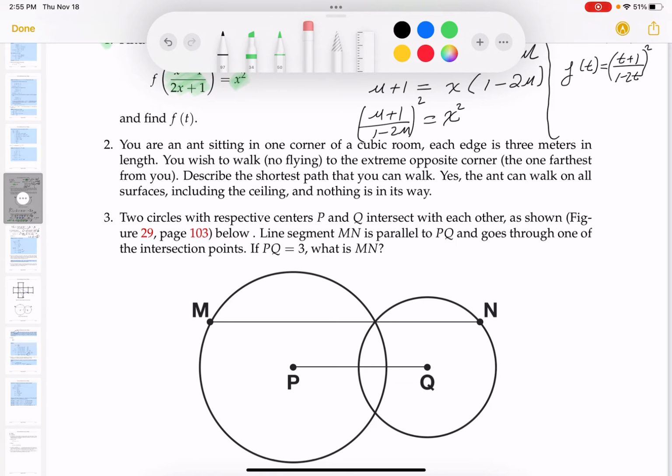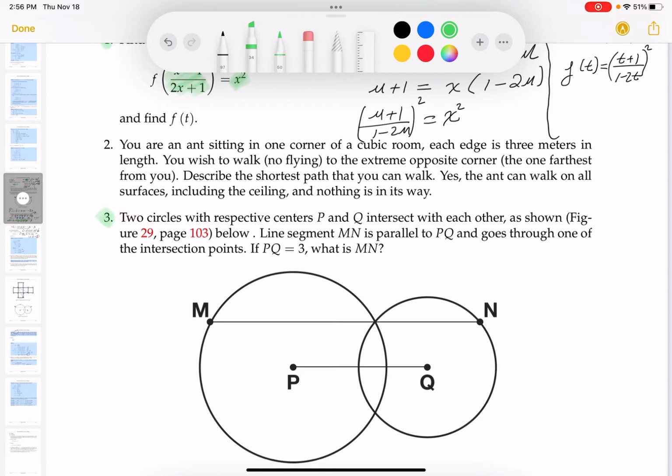All right, so I want to make sure you know what I'm doing. 3. I got to read it. 2 circles. Their centers are P and Q. I see a picture. It's very nice. They said a line segment MN is parallel to PQ. Well, that's not so bad. It looks pretty good. I can see that now.